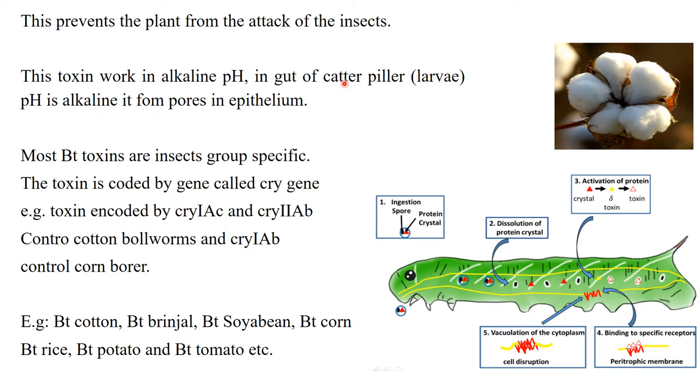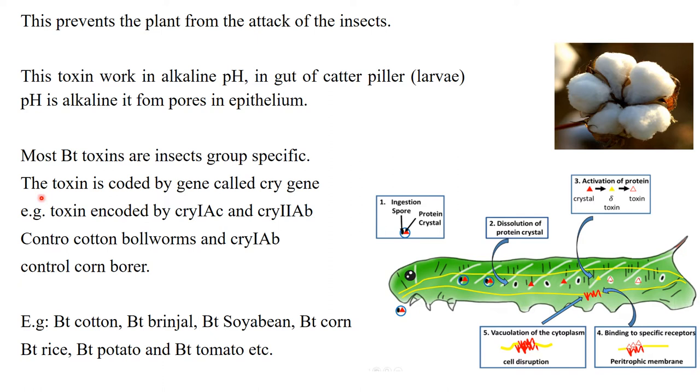Epithelium में क्या बन जाएंगे? Pores बन जाएंगे. उसमें perforation हो जाएगी और vacuolation हो जाएगी. और जो cytoplasmic contents release हो जाएगा, leak out हो जाएगा, and the insect or the larvae will die. So it protect the plant by the attack of the insect. The most important point is most BT toxin are insect group specific. Insect group specific होते हैं.